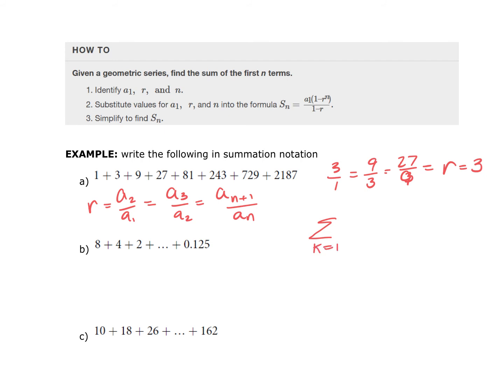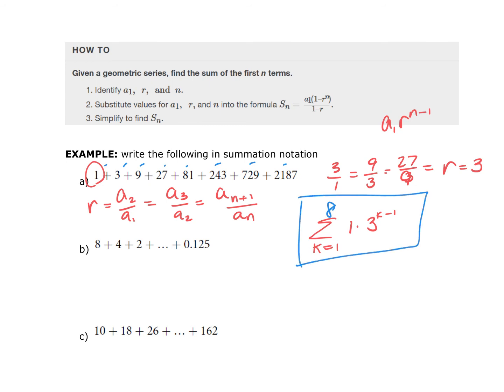So k equals 1, because I'm assuming I started at 1. Now, the closed formula for a geometric sequence would have been your a sub 1 times r raised to the n minus 1. This is my first term. So this would be 1 times, and I don't have to write the 1 there if I don't want to, 3 raised to the k minus 1, because that's the dummy variable I'm using. And then it's just a matter of counting the terms. 1, 2, 3, 4, 5, 6, 7, 8. So there are 8 terms, and that is it. That's all you have to do.